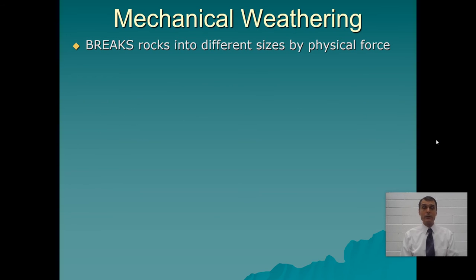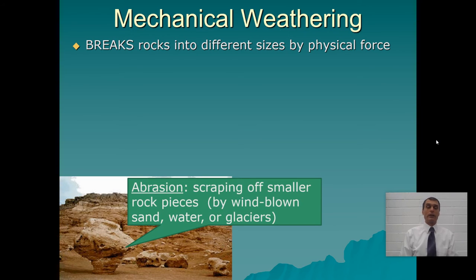So there's two categories of weathering. The first is mechanical weathering, and this is the breaking of rocks into small pieces by some physical force, okay? So you can think of like a hammer hitting a rock. That would be mechanical weathering. Not what we're going to talk about, but that's a simple example of the idea of a physical force breaking rocks into smaller pieces.